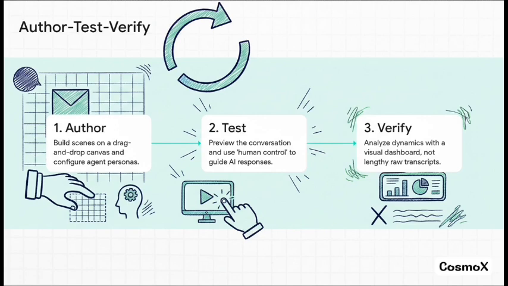It's super intuitive. First, you author your scene with a simple drag-and-drop canvas. Then, you test it out in a live preview. Now, this is where it gets really cool. There's a human control mode that lets you guide the AI in real time. You can approve or even edit its responses on the fly. And finally, you verify everything with a visual dashboard that shows you how the conversation played out. No more digging through endless text logs.